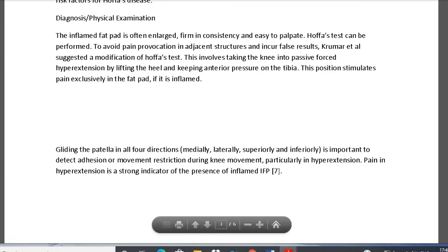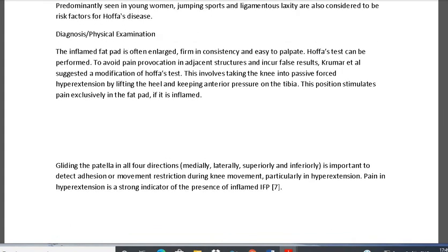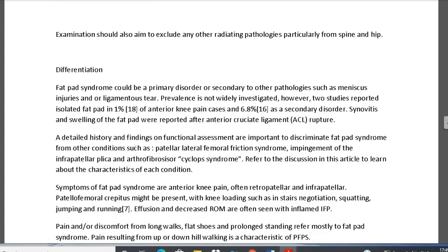Gliding the patella in four directions, medially, laterally, superiorly, inferiorly, is also important to detect adhesion or movement restriction during knee movement, particularly in hyperextension. So pain in hyperextension is a strong indicator of the presence of inflammation. Examination should also aim to exclude any other radiating pathologies from the hip or the spine.